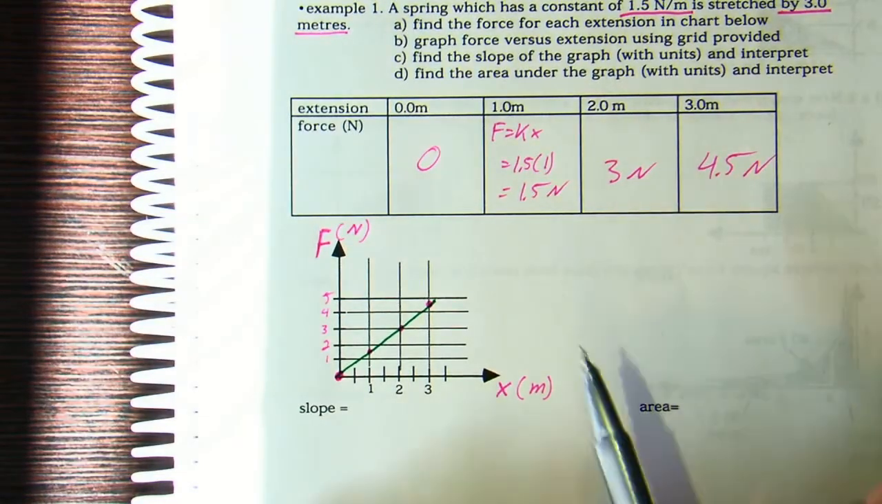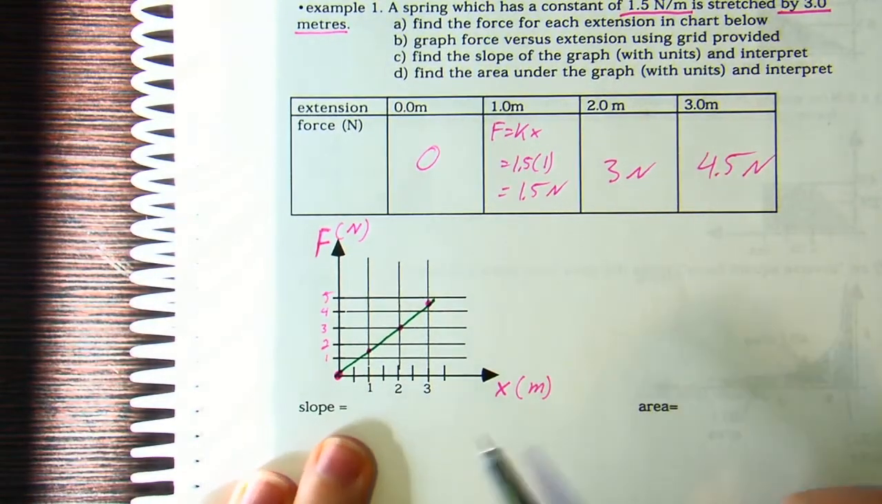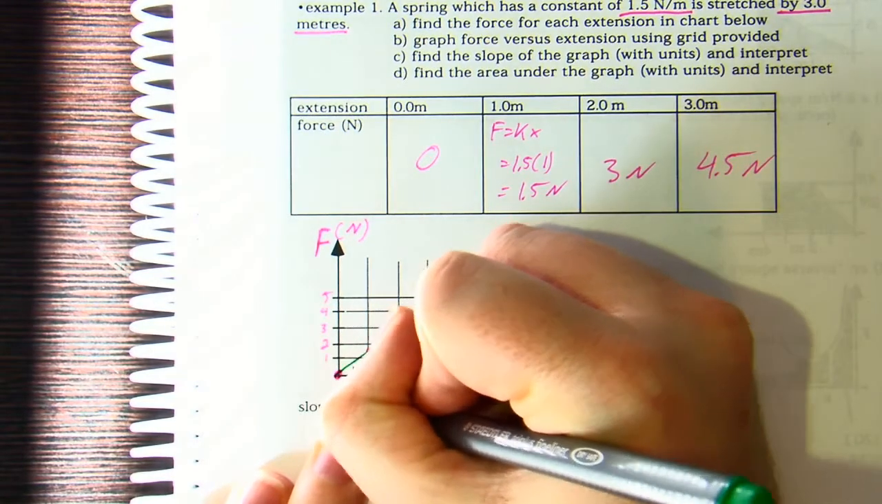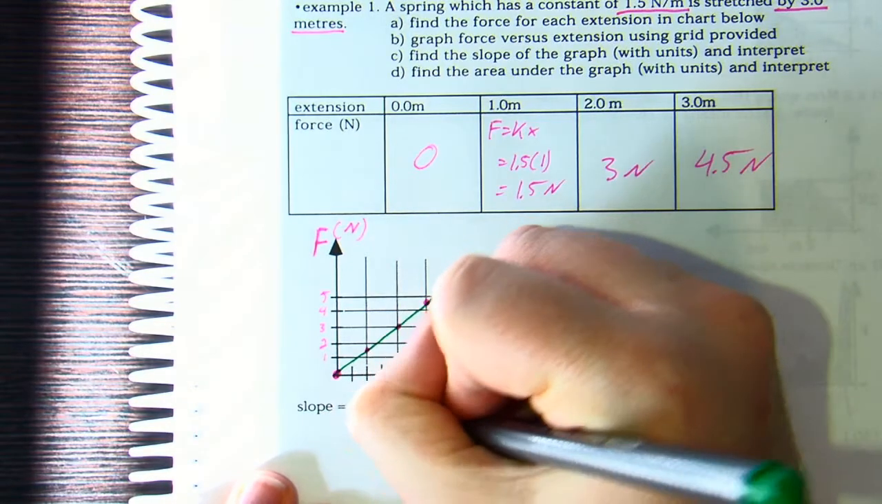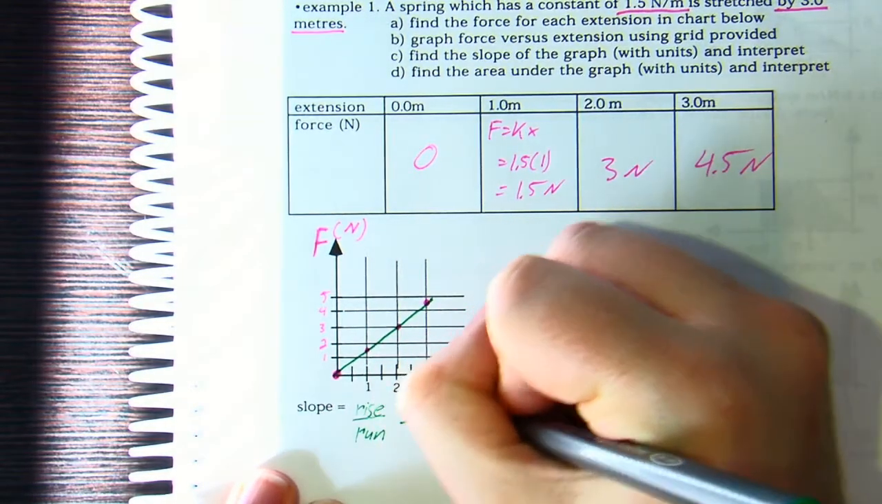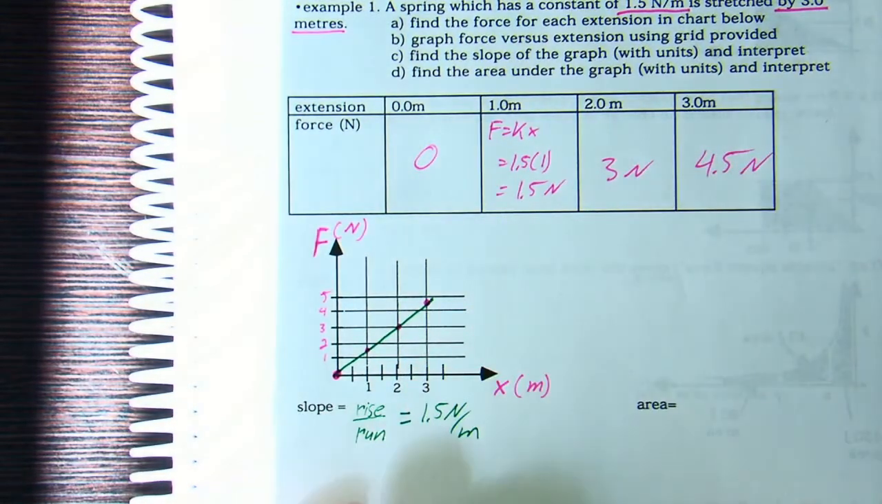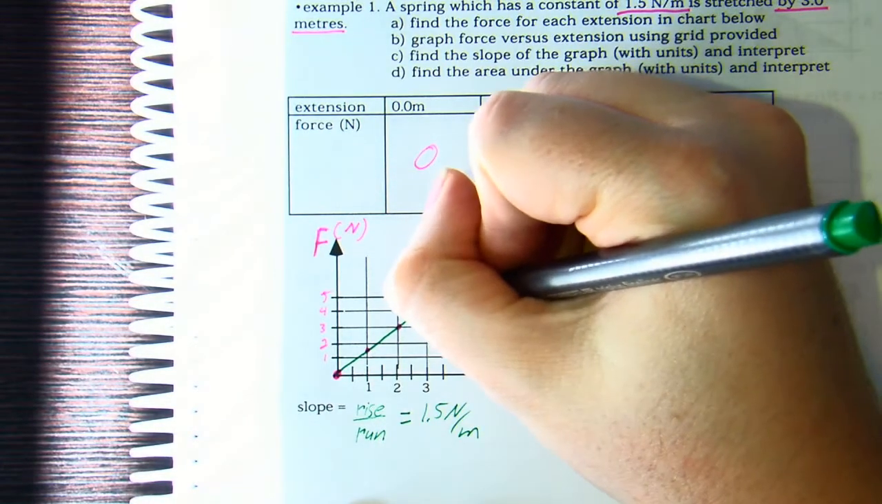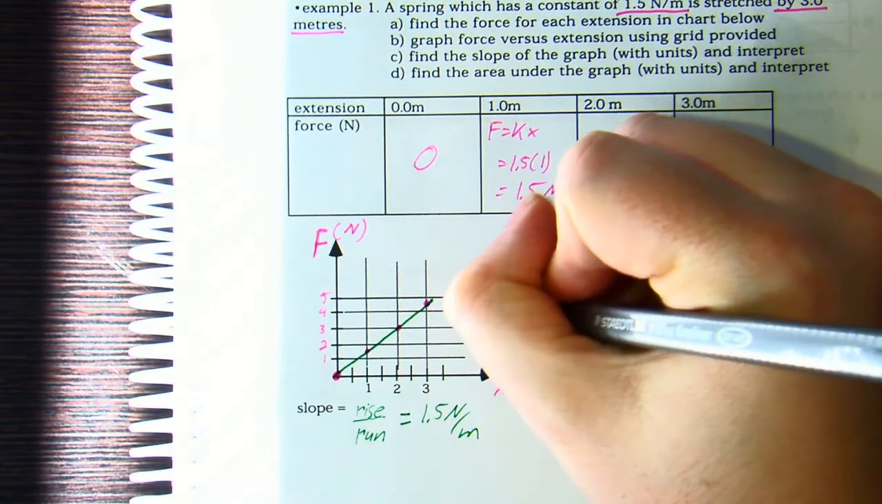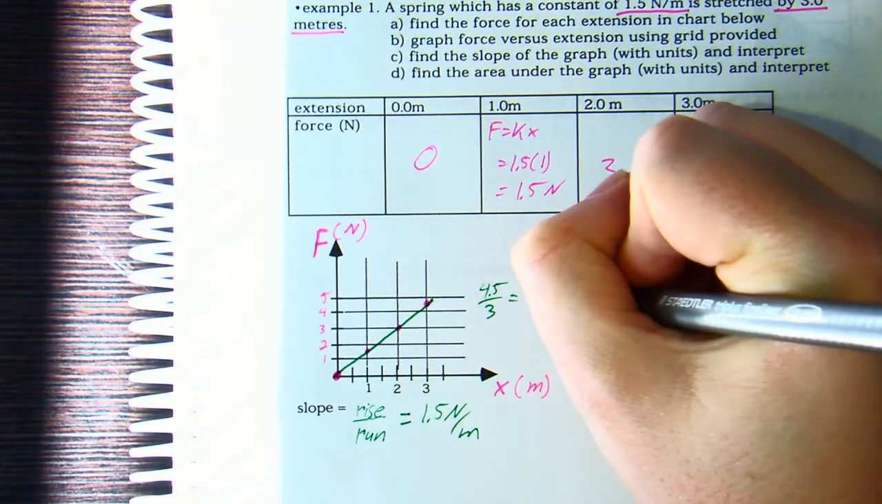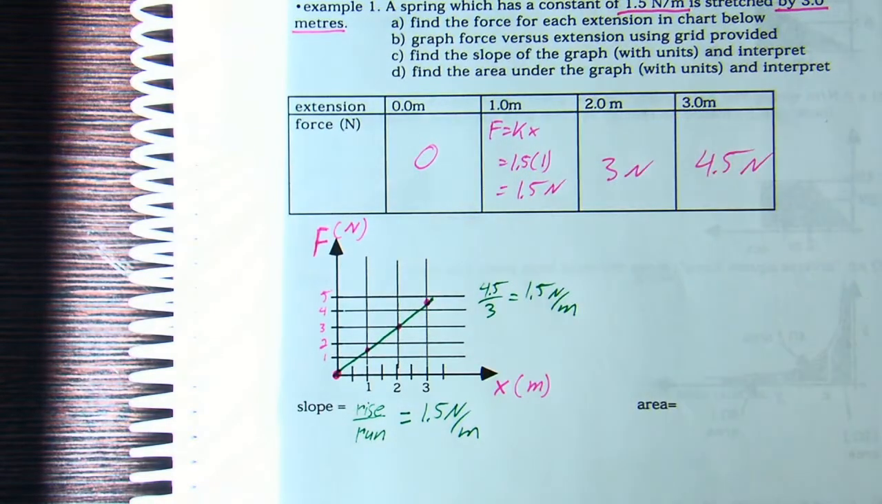So we've got this here. The slope of this is, slope is rise over run, which in this case is going to be the 1.5 newtons per meter, because this thing's going to go up 4.5 and over 3. 4.5 over 3 equals 1.5 newtons per meter. So that's the slope.